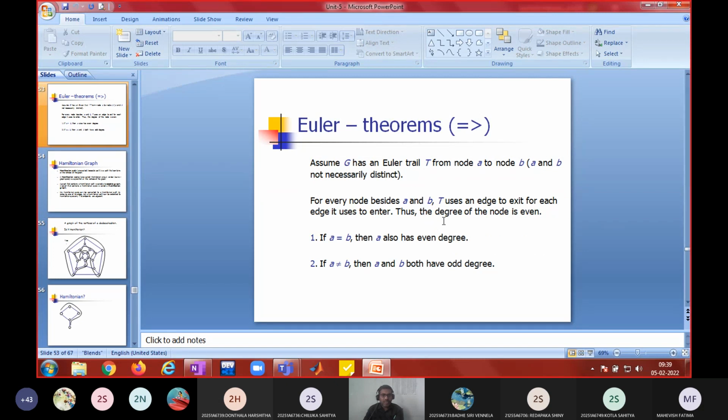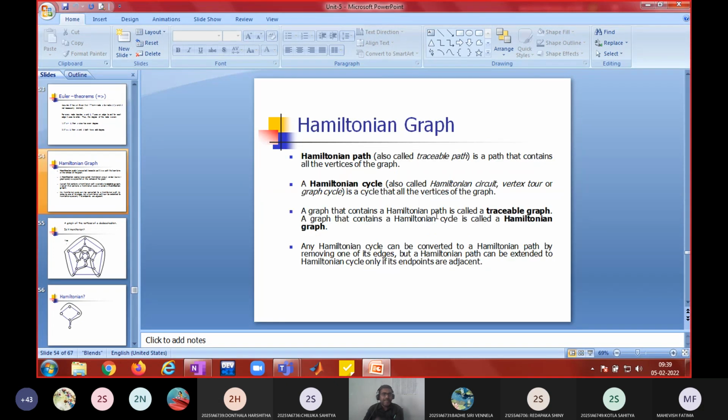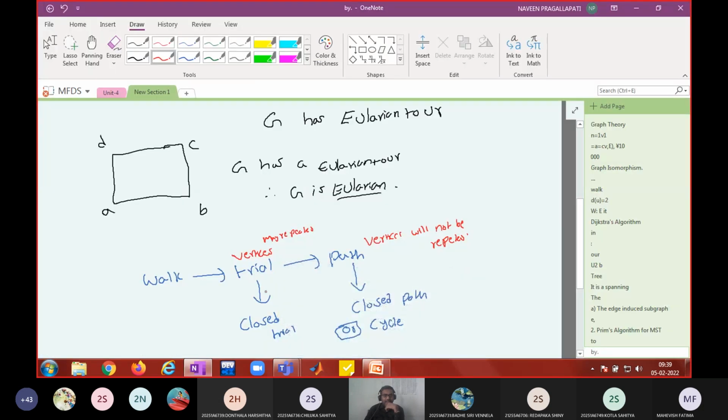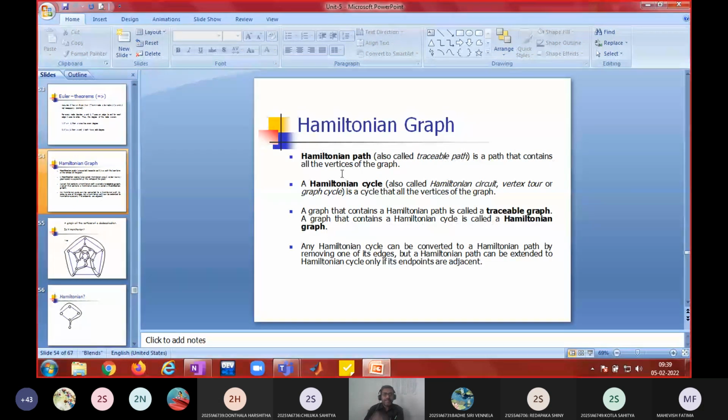So this is about how you are traversing along edges, and now this is about paths. A Hamiltonian graph is about paths and cycles, while Eulerian graphs are about edges, trails and closed trails. Hamiltonian is about paths and closed paths. So what do you mean by a Hamiltonian path? A path is said to be a Hamiltonian path if it contains all the vertices of the graph.